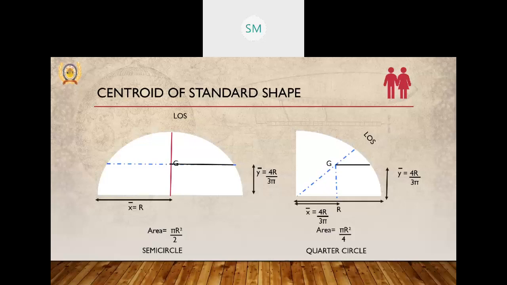So these are the curved segmental circle.